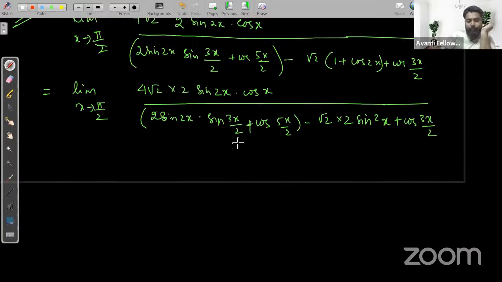Now again simplify. If we take these two terms and use the formula of cos C plus cos D, what will happen? You can check it now. 1 plus cos 2x. Think about it. 1 plus cos 2x, what will it be? What is the formula for cos 2x? Cos 2x is cos square x minus sin square x.